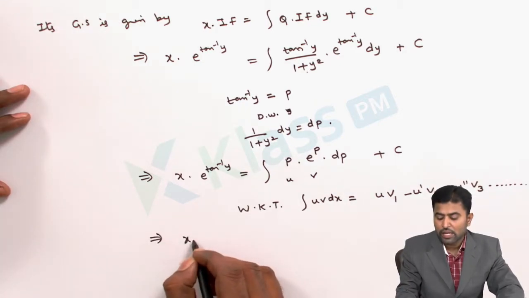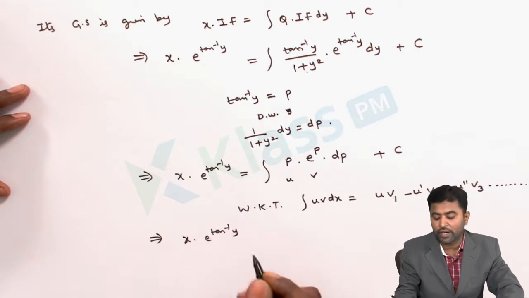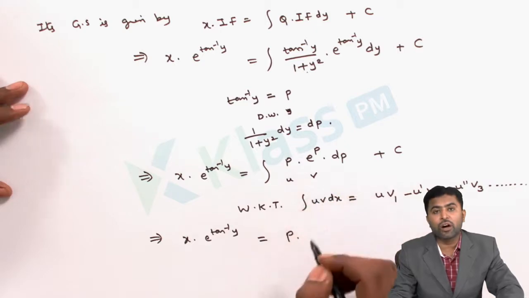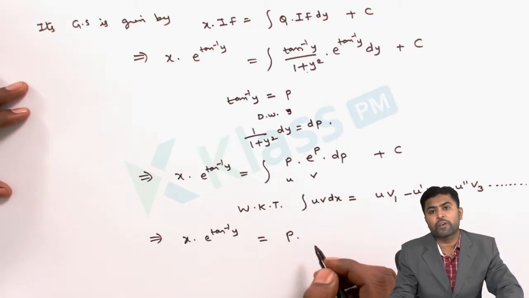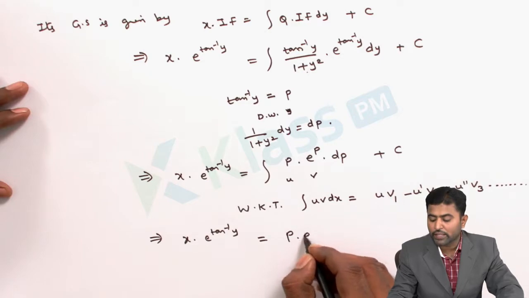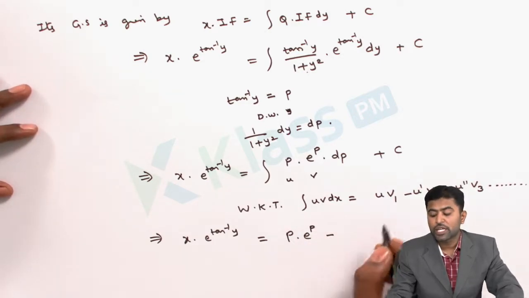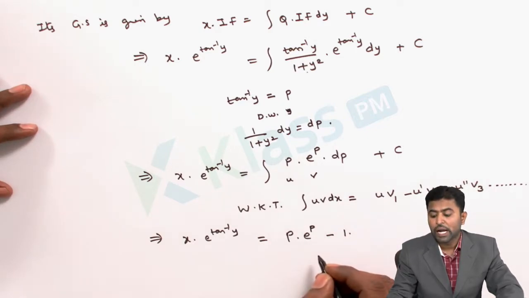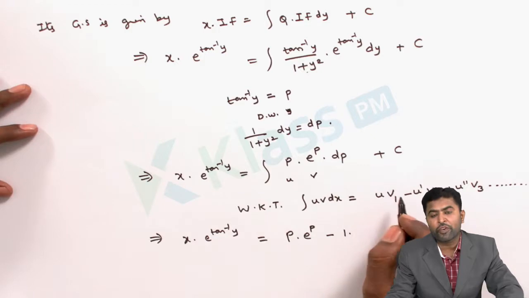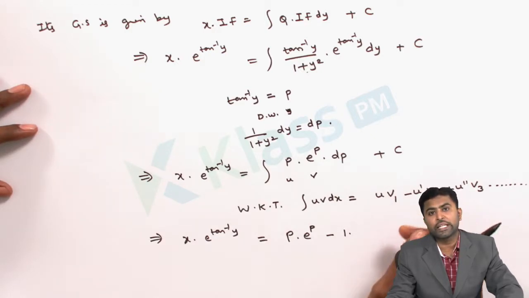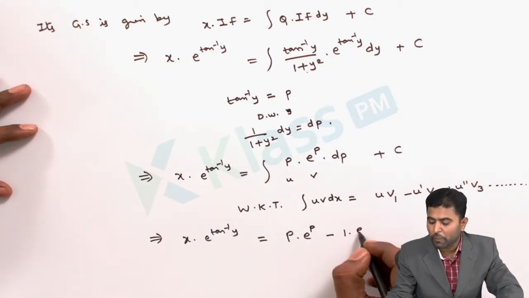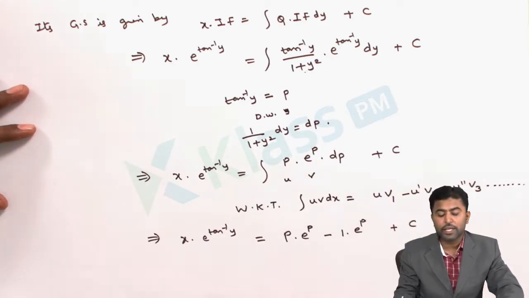So this gives x · e^(tan inverse y) = uv₁, that is p times the integration of e^p. We know that the integration of e^x is again e^x. So I get e^p, minus u′, the differentiation of p once, which gives 1, and v₂ is the integration of e^p twice. We know that integrating the exponential function any number of times gives the same function. So I get back the original function e^p plus some constant c.